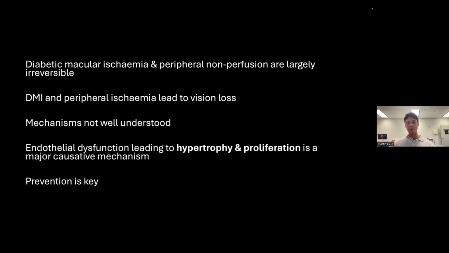But there's always interest from the big pharmaceutical companies to find something which might be able to reverse ischemia.